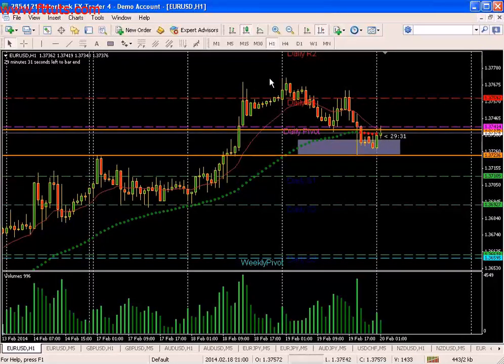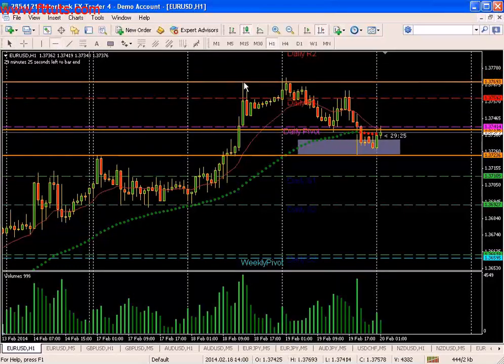But let's just continue because we did have another test of that level here. So obviously that's a resistance. That was the high of the day, Asia session, right? So we test this area. And I always prefer, if possible, to see a double top or a double bottom. It doesn't mean it has to be there.